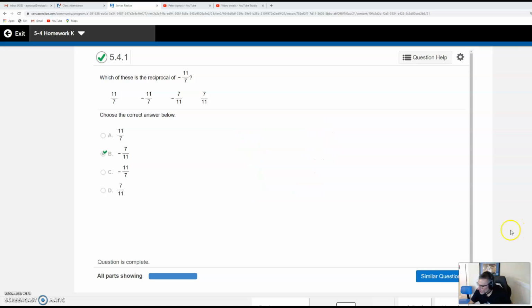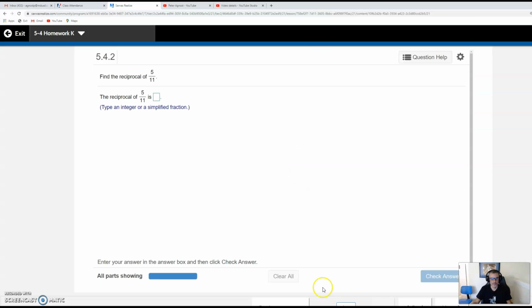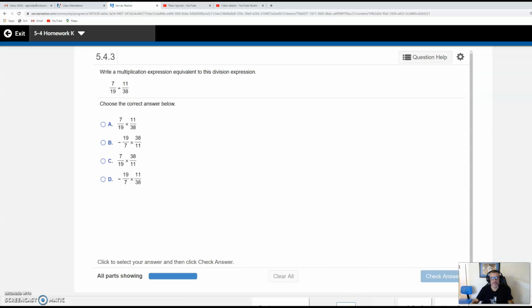All right, let's check out number 2. Number 2, well, I'm going to skip number 2. It says find the reciprocal of 5/11. Easy peasy. We just flip them, and it's already positive, so I'm going to leave it positive. So the reciprocal of 5/11 is 11/5. All right, let me check out number 3.